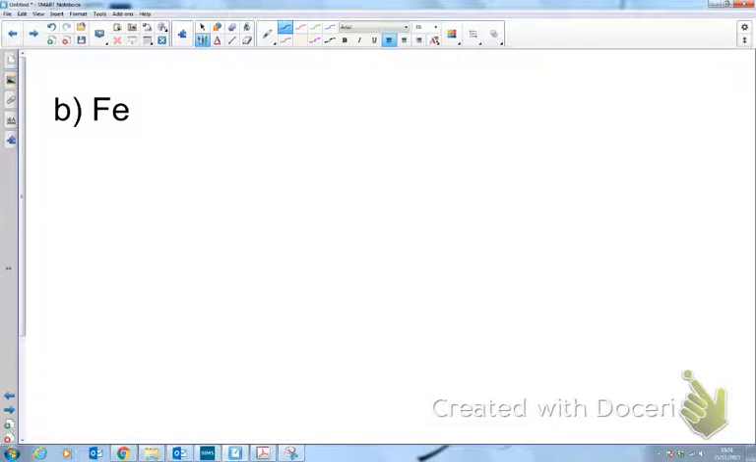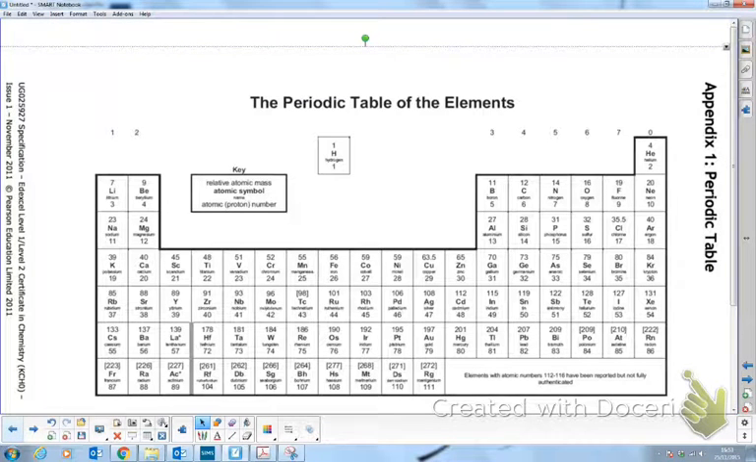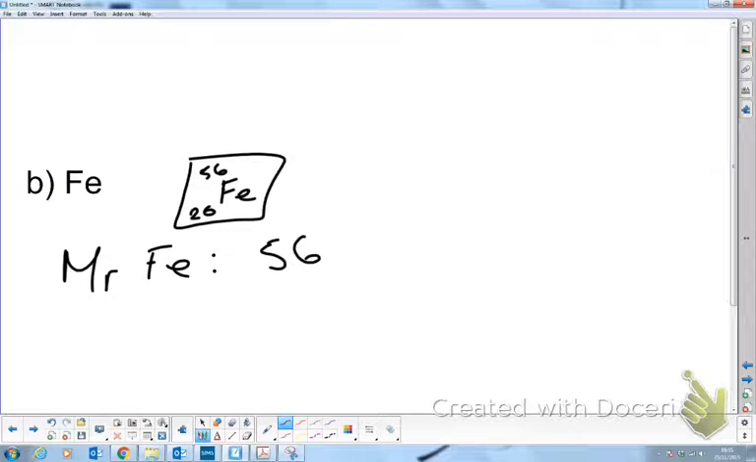Next, looking at Fe. Fe is iron metal. In a metal, we just look at the relative atomic mass. So let's refer to our periodic table. If we look at iron, we see that it is 56, with atomic number 26. So the MR of Fe is 56.